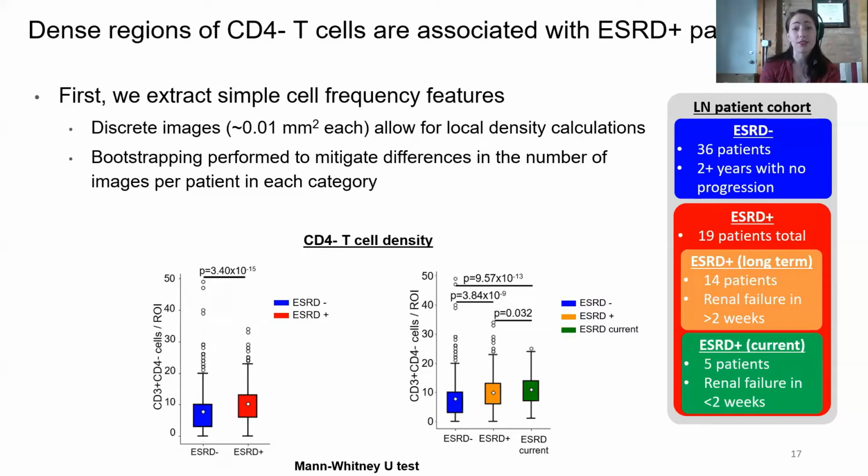And so conversely, when we look at our CD4 negative T cell population, those dense regions of CD4 negative T cells are actually associated with renal failure, which is interesting because this is actually our least characterized class. They're essentially characterized by an exclusion. And so we see the inverse trend of what we did with the B cell density. So now we can assume that dense regions of CD4 negative T cells found in lupus nephritis are associated with patients who do not respond to the current standard of care.